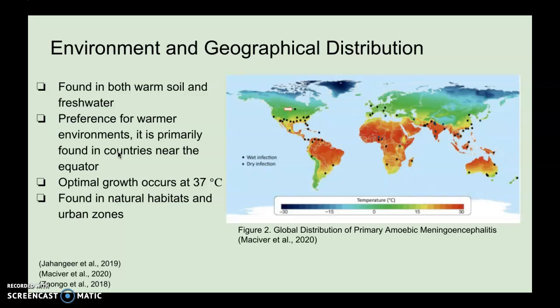Natural habitats include lakes, rivers, ponds, essentially any natural fresh body of water, and urban zones include water distribution systems, and N. fowleri can grow in biofilms in pipelines. Urban zones can also include unchlorinated pools and jacuzzis.